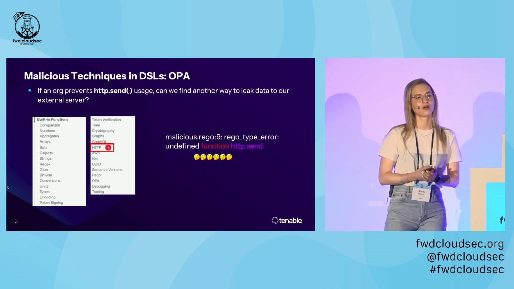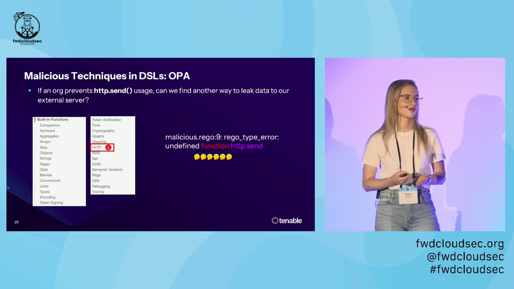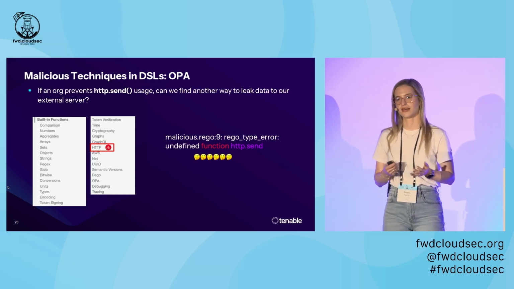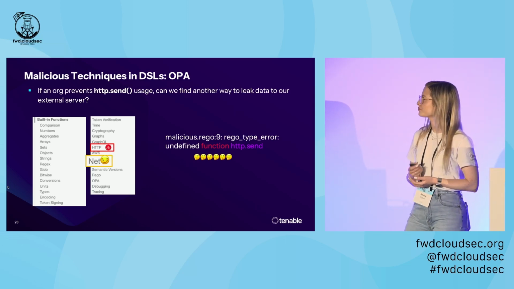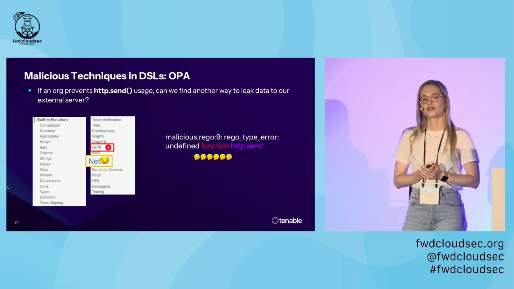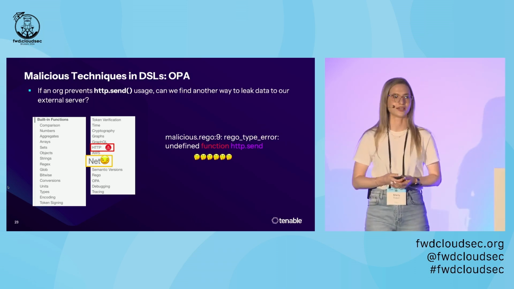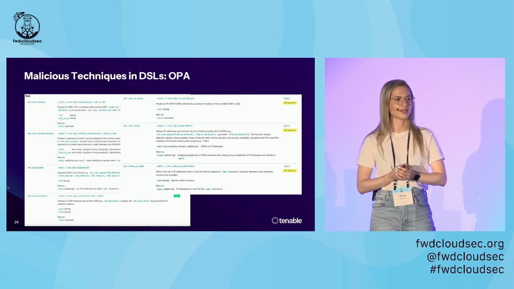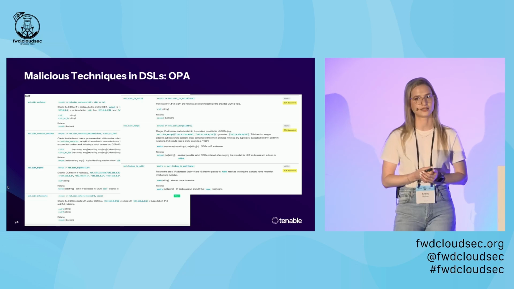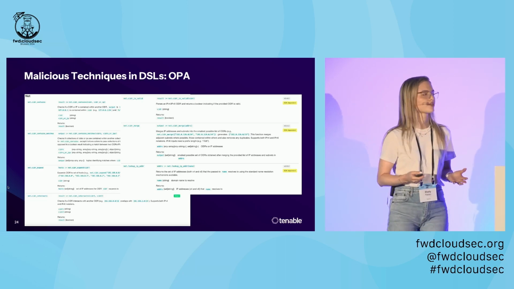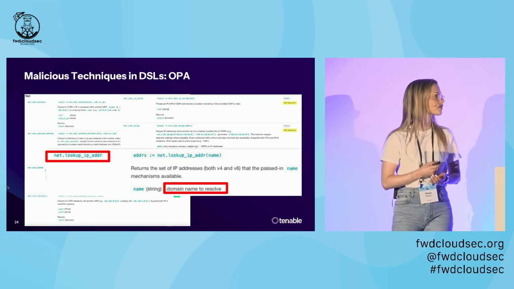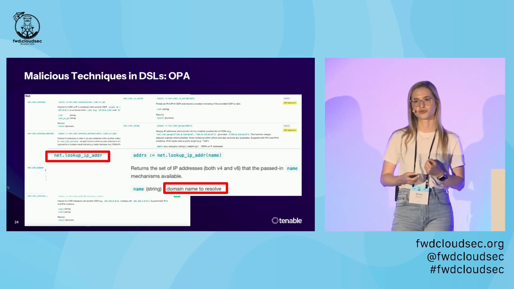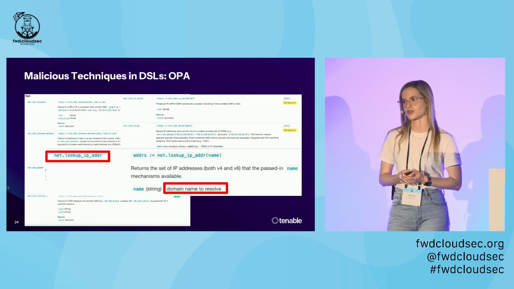Then I thought, what if an organization prevents the use of the HTTP send function? Can I find another way to leak data outside of the environment? The net category caught my eye. Sounds like networking. So I looked into the documentation again and looked through all the built-in functions. And one specific function caught my attention: the net lookup IP address function. It receives a domain name to resolve and returns an IP address.